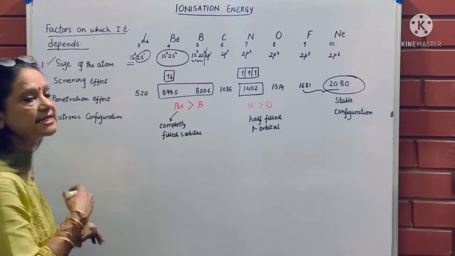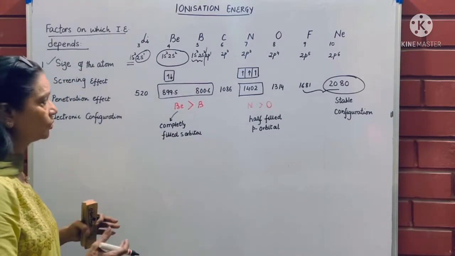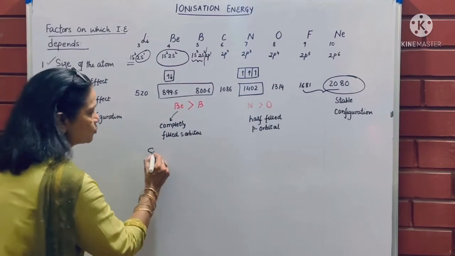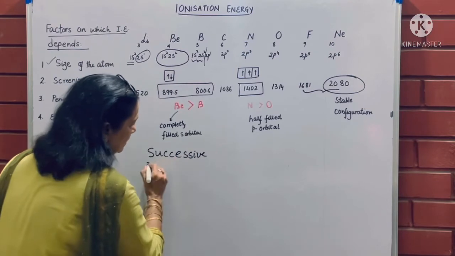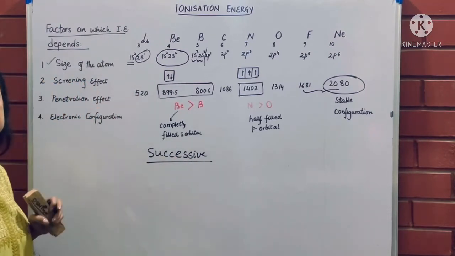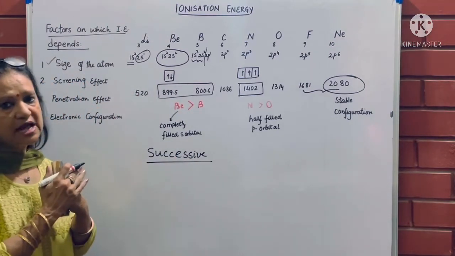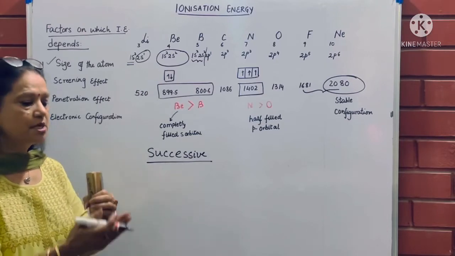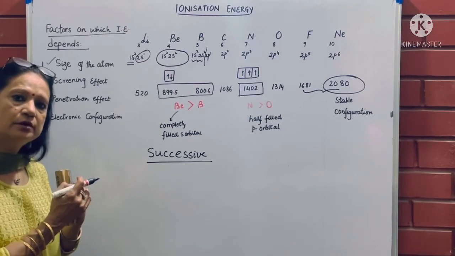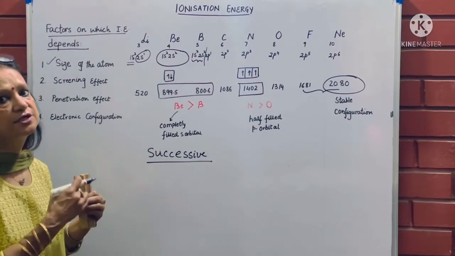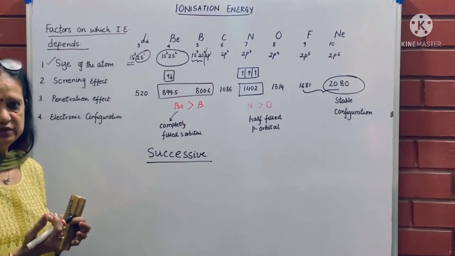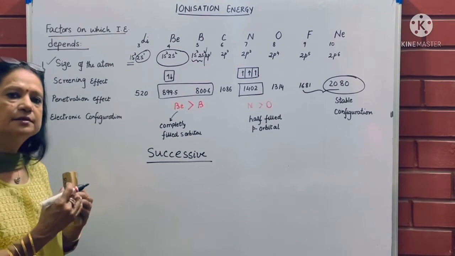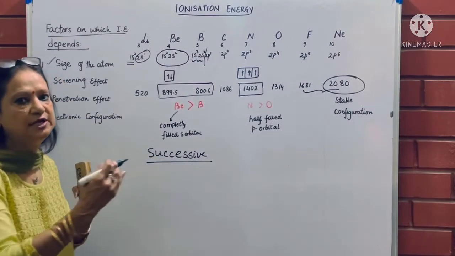So there are successive ionization energies also. Successive means one after another. So one after another, meaning first time what will happen? First electron lost. Now if I am looking at the second electron lost, what will happen? The energy will always increase because you are reducing the size of the atom. But how much change will take place?